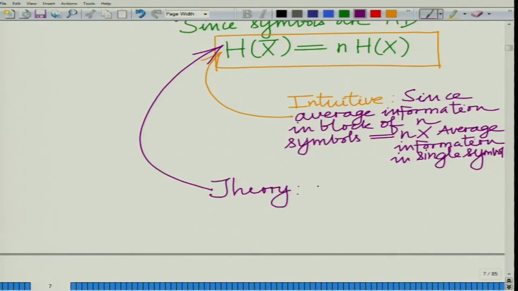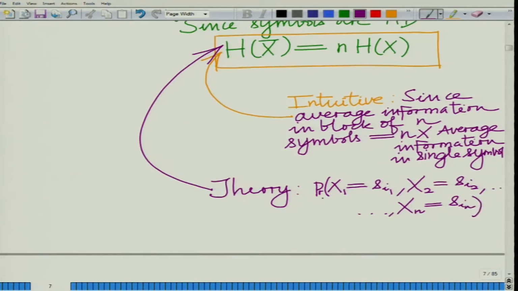In theory, if you have symbols x1 equals si1, x2 equals si2, and so on, xn equals sin, then the probability is simply the multiplication pi1, pi2, ..., pin. So, the probability is simply the multiplication, correct.